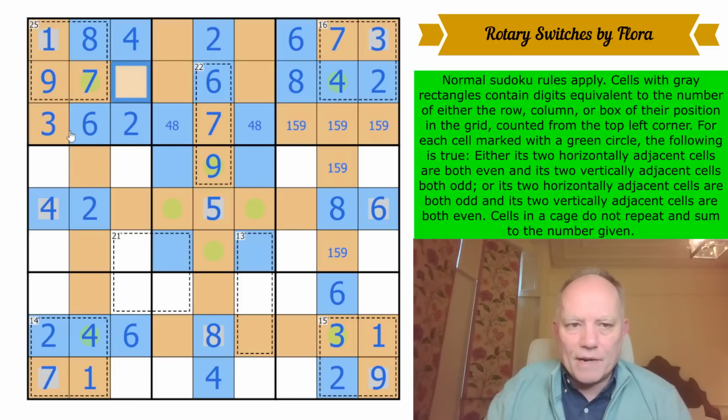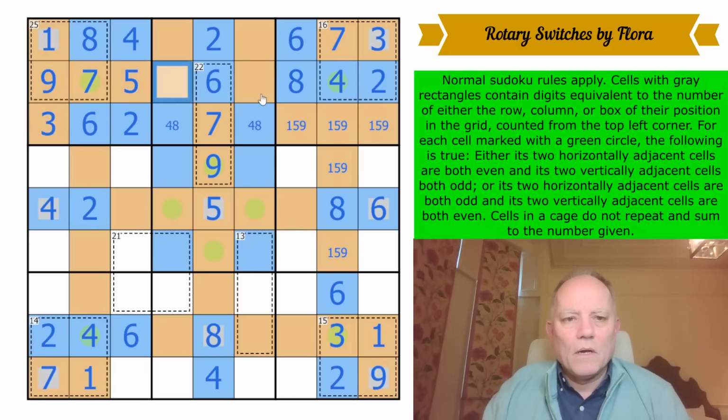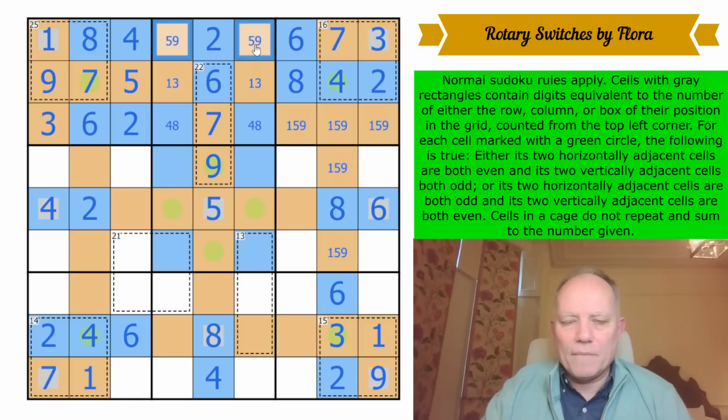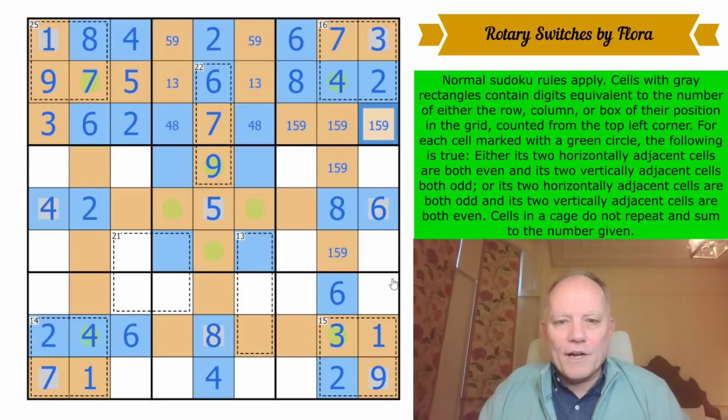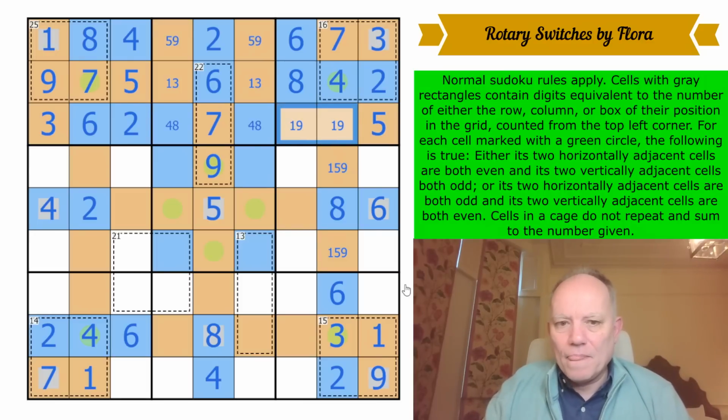That's a 3. We get a 5 in the box. 1, 3 pair will complete it in row 2. 5, 9 pair to complete in row 1. That can't be 1 or 9. They're in its column.